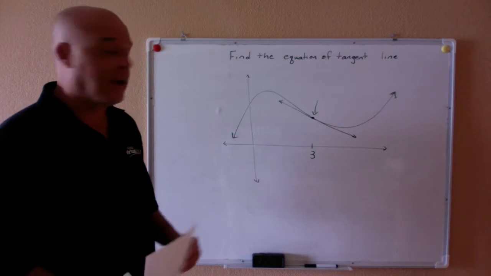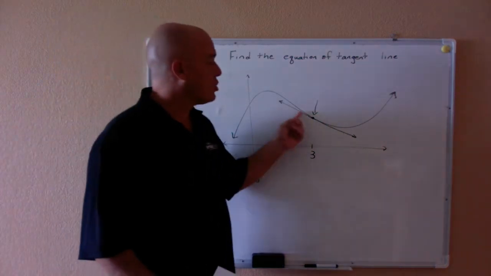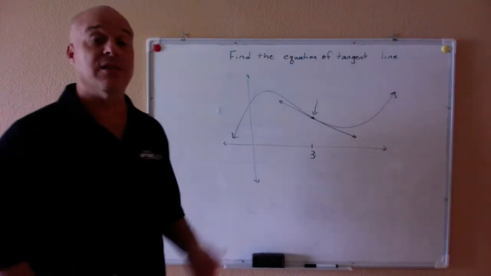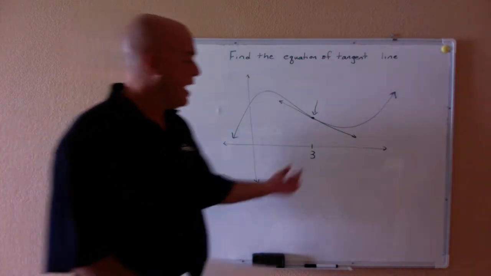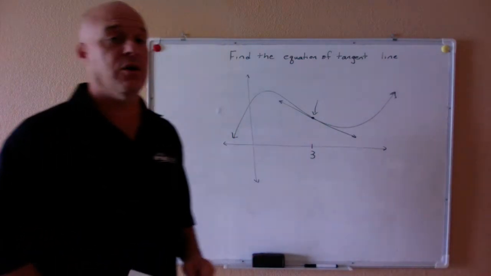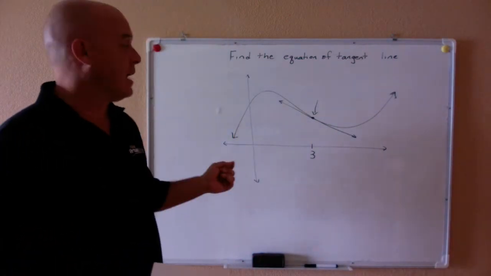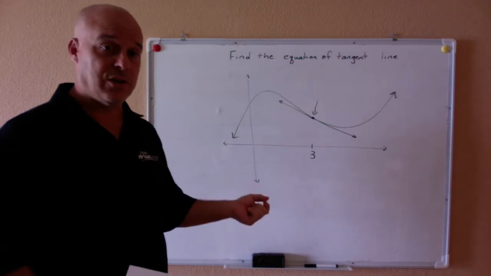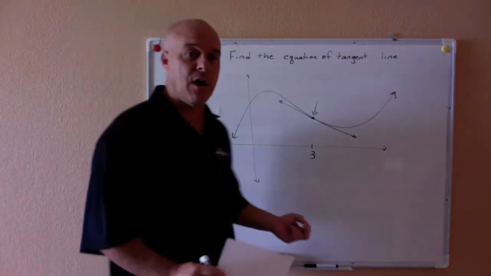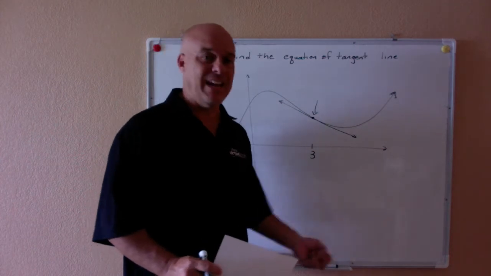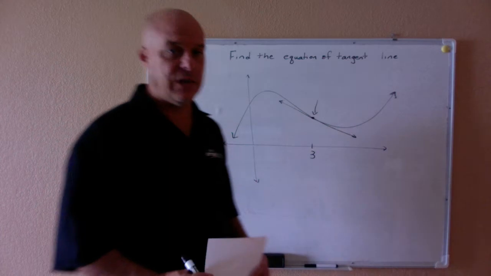The other thing that I would need is the slope of this tangent line. Remember that the slope of the tangent line is the value of the derivative at this point x equals 3. So there's two things that I have to find here. The first thing is the ordered pair, that's the point of tangency. And the other thing is the value of the derivative, which tells me the slope of the tangent line at the point of tangency.